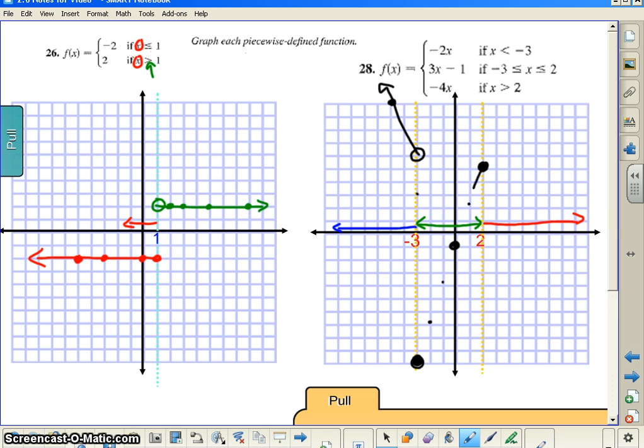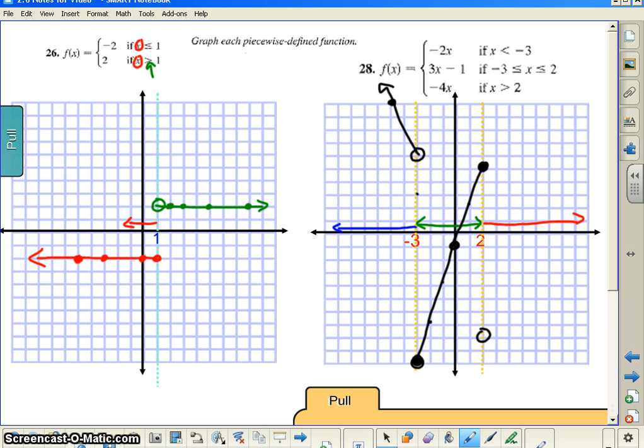And we're going to connect all of those points. Okay, that one actually forms a line segment. Okay, the last restriction, x has to be greater than 2. So I'm actually going to start with 2. Negative 4 times 2 is negative 8. And that is going to be an open circle because x is not supposed to be equal to 2.